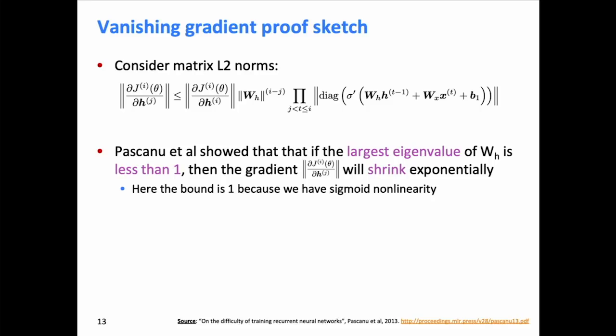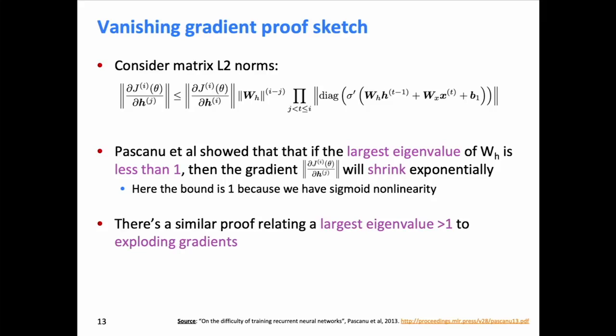So this shows you why if the wh matrix is small, or if its largest eigenvalue is small, then we're going to have vanishing gradients. And similarly, if you check out the paper, you can see there's a similar proof relating a largest eigenvalue greater than 1 to having exploding gradients. That's when the gradients get bigger and bigger as you backprop further.